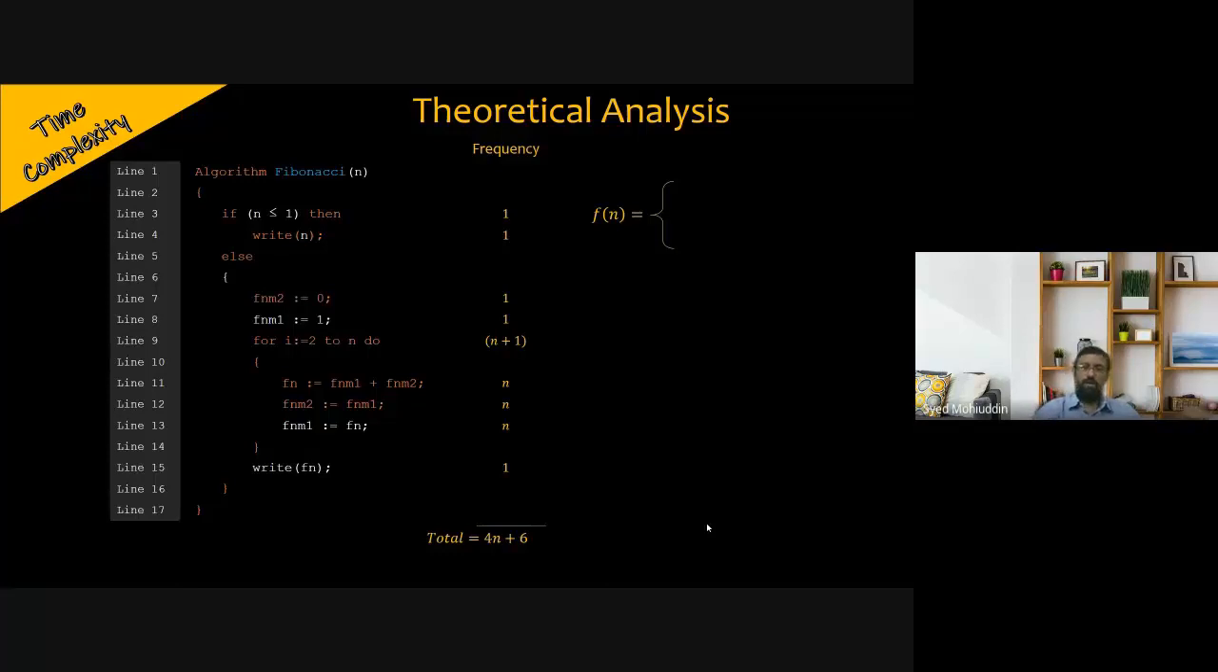But 4n plus 6 when? The thing is, in this whole Fibonacci, the first two statements, on lines 3 and 4, will not execute every time. Only if n is less than or equal to 1 do these two statements execute. So here we have the representation of that function in a different way. Here we are representing this function as f of n equals 2 if n is less than or equal to 1.